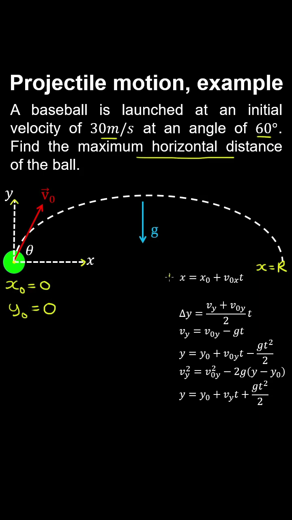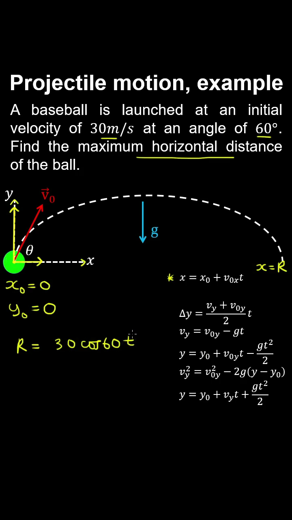So there's only one kinematic equation in the horizontal direction, so that will be r is equal to 0 plus the horizontal component of the velocity multiplied by time. So remember that we can resolve the velocity and use trigonometry to find the magnitude of those components.